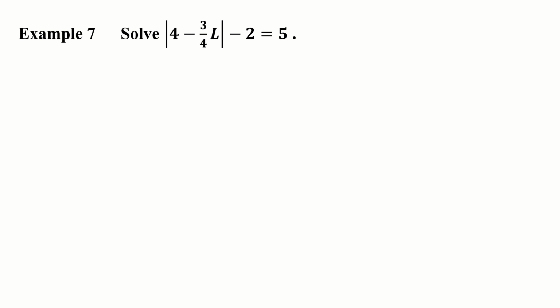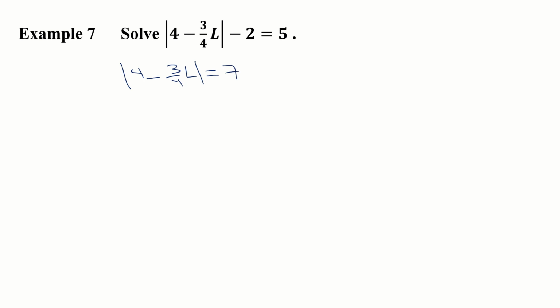Let's move on. All right, go ahead and try this one, see what you get. Okay, so I'm hoping you did this. We know that we need to isolate the absolute value term, right? So we get the absolute value of 4 minus 3/4 L equals 5 plus 2, so 7. Now we're ready to interpret.